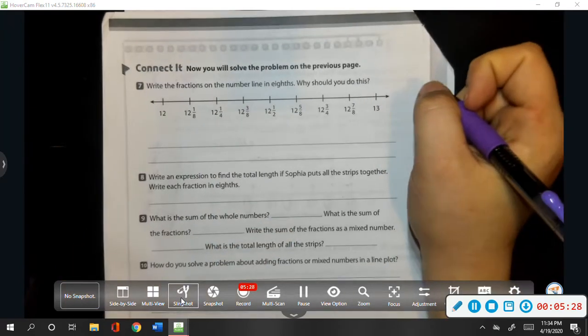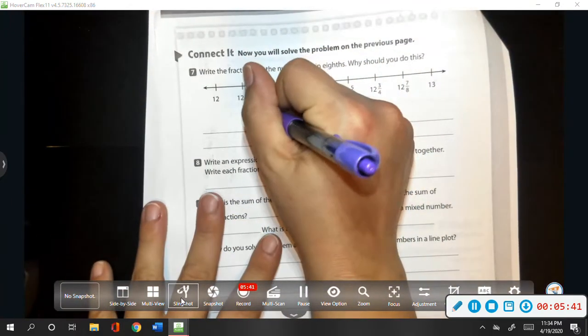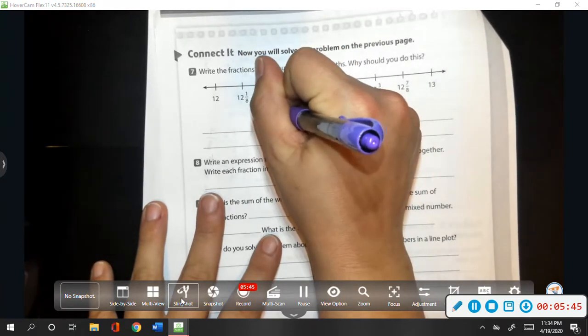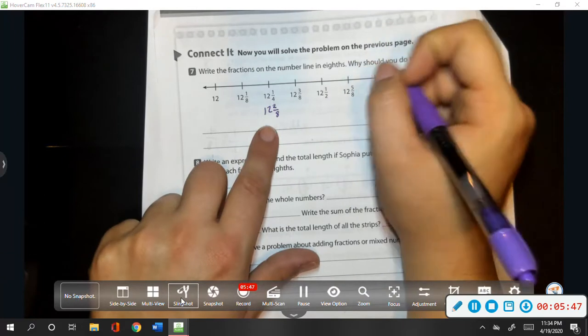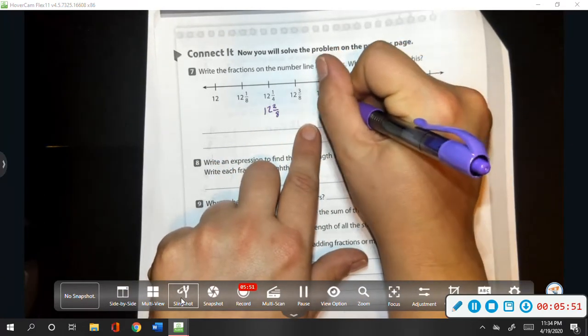Why should you do this? Well, first let's go ahead and replace. We know that a quarter was worth 2/8. So this is the same as 12 and 2/8. And 12 and a half is the same as 12 and 4/8.